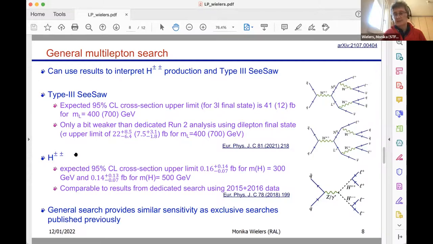Similar things I am seeing if I look at the doubly charged Higgs. So here also my results from the general search are comparable to the results from a dedicated search. So here my published result is just based on 36 femtobarn of data. So overall, yes, my sensitivity is slightly worse, but you see that the general search can still provide you a similar sensitivity as an exclusive search.